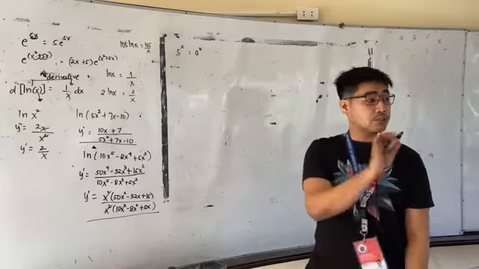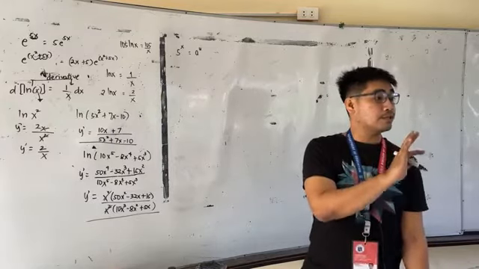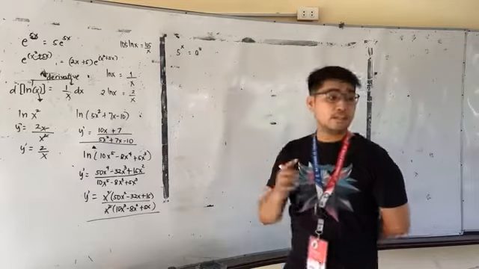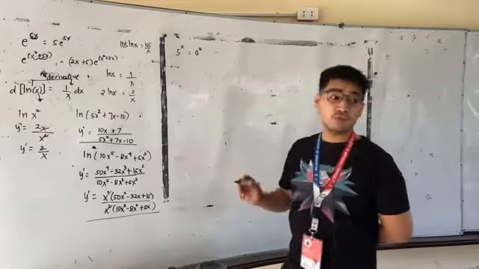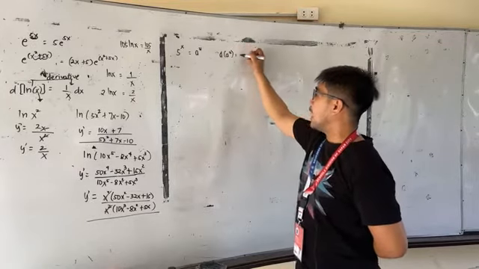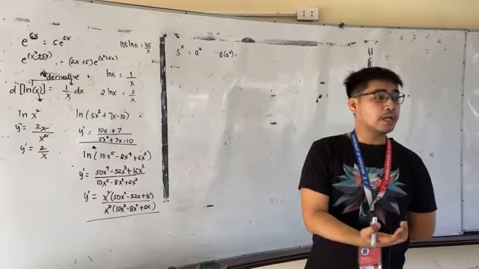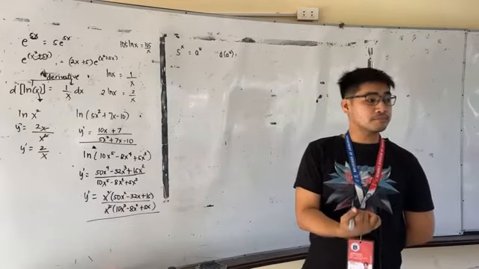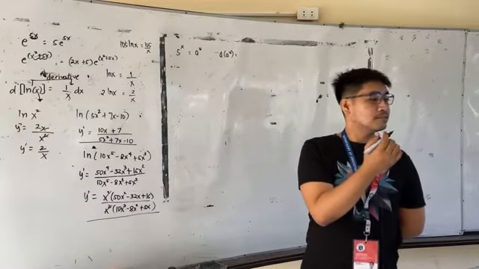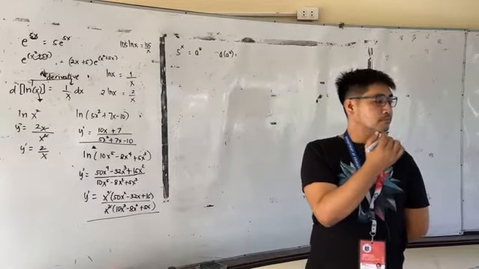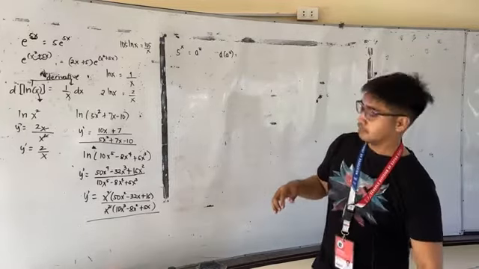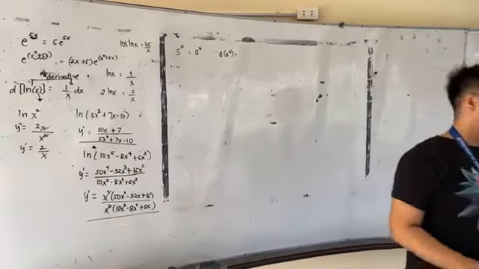But I will teach you how to get the derivative of a constant raised to a variable. For example, you are given a 5 raised to x. It takes the form of a to the u. Therefore, if you are asked to get the derivative of a to the u, the answer is very simple. Okay? It is just what? Nag-search ba? What is the derivative of a to the u?